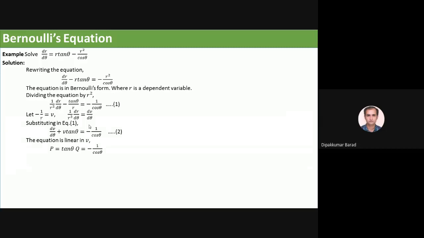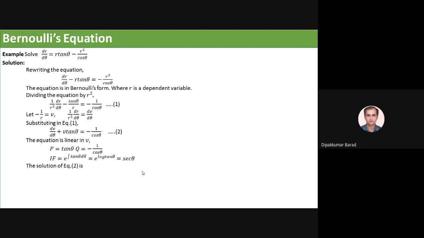So first of all, we have to find the integrating factor, e raised to the integration of P d theta. So P is equal to tan theta here. The integration of tan theta is log sine theta. Okay, log sec theta, not sine theta. Here log sec theta. Okay, so here is the correction, log sec theta. And so e raised to log sec theta is equal to sec theta. We get sec theta.